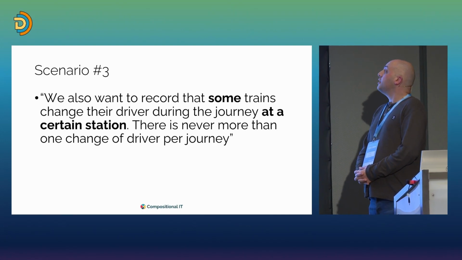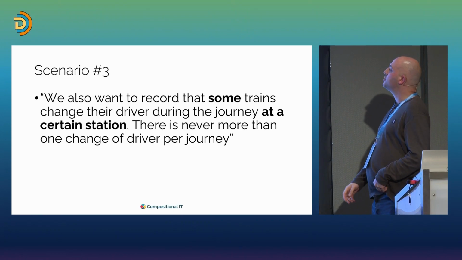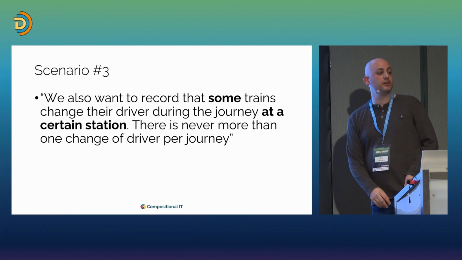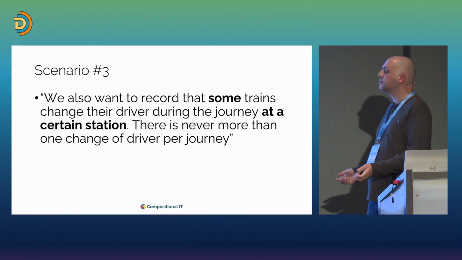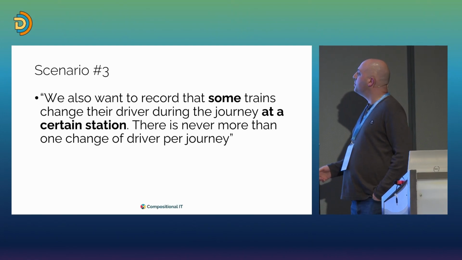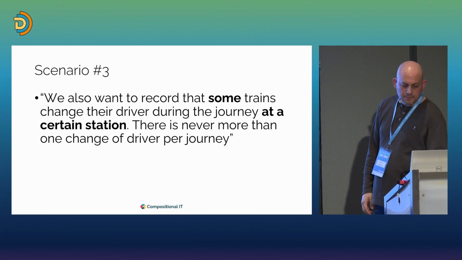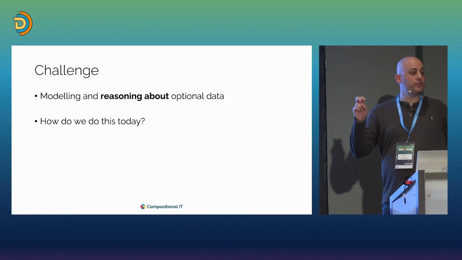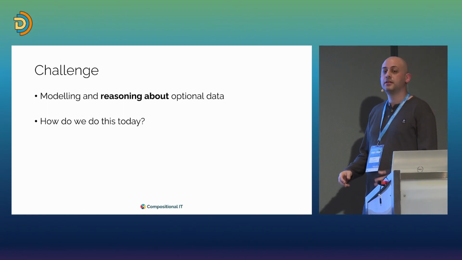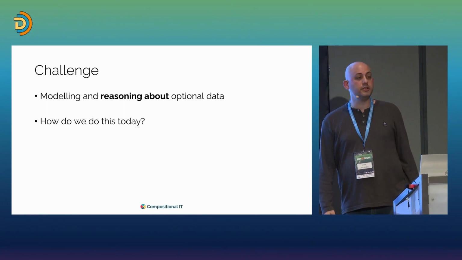Let's look at another scenario now. I want to record that some trains change their driver during the journey at a certain station. So you know that time when you're on the train, you're waiting for like 10 minutes and it's just sitting there. The driver's late, basically. But we have one of these per journey. So again, the challenge here is how do we model and reason about data that might or might not be there? Optional data. How do we do this today? How do you do it in whatever language you're working in?